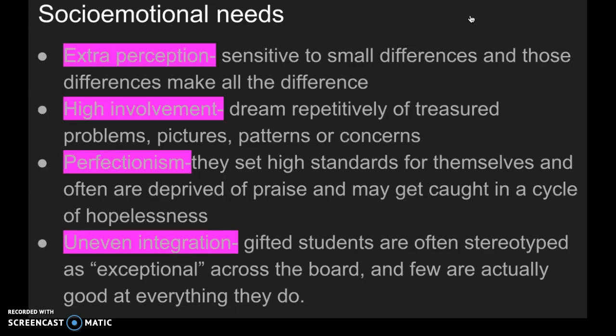The next one is high involvement. Dream repeatedly of treasured problems, pictures, patterns, or concerns. So this one is other children seem comfortable letting thoughts come and go. They kind of forget about things that happened after a while, but gifted students cannot let things go. They have to solve the problem, they have to get the exact answers. And so that's why they kind of dream repetitively, and it's going to bug them if they don't get the right answer, or if they don't finish the problem, they can't just let it go like other students.